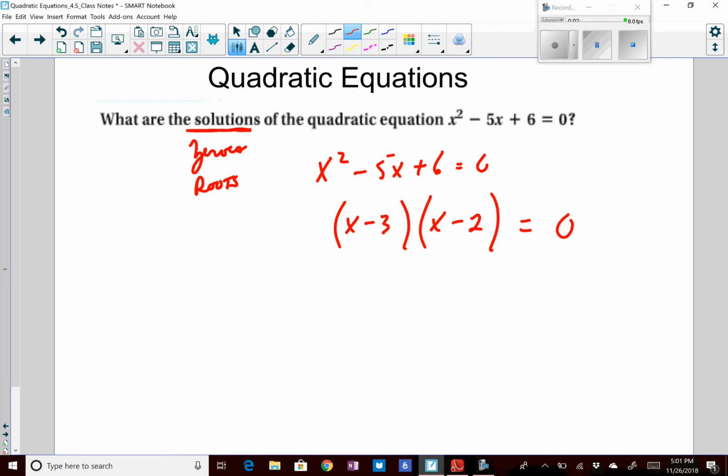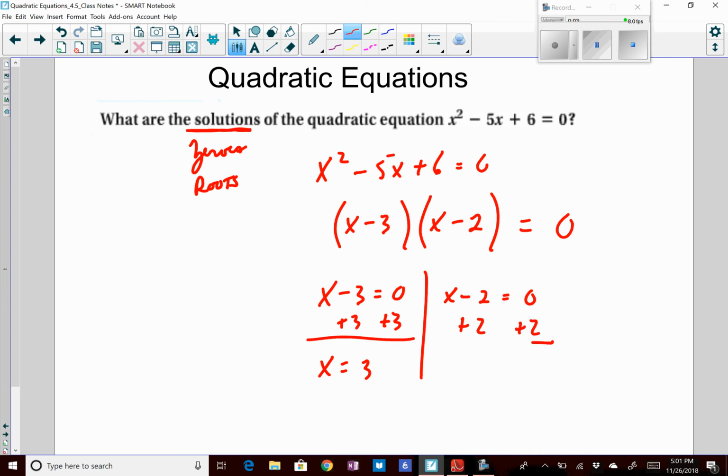Once you have the factors, what you do is set them equal to 0 and solve for x in each one. So here, if we add 3, we get x equals 3. Here, if we add 2, we get x equals 2. So the solutions to this quadratic equation are 2 and 3.